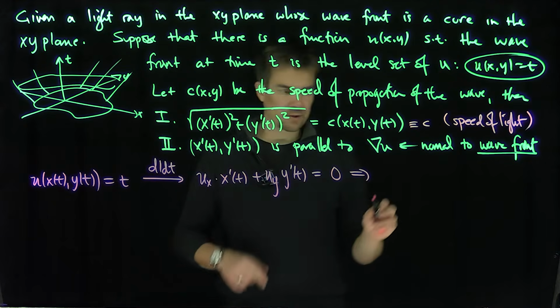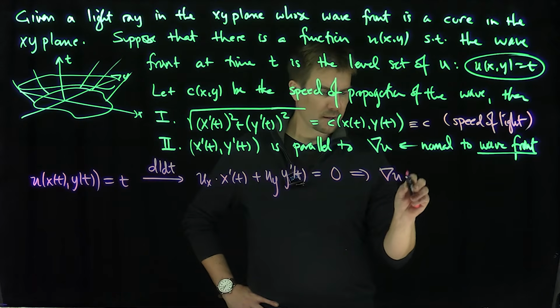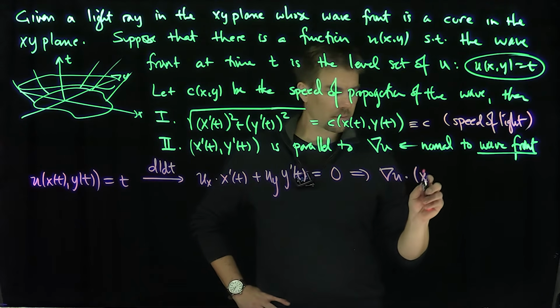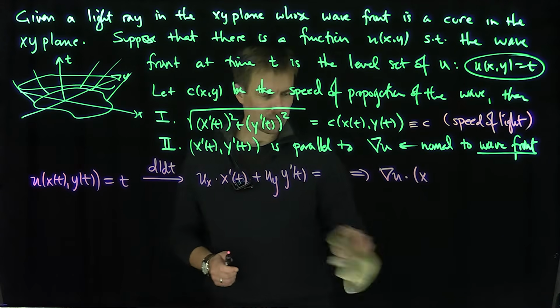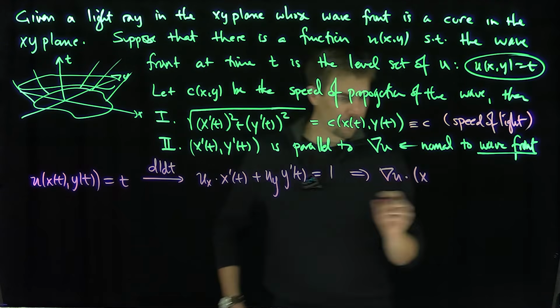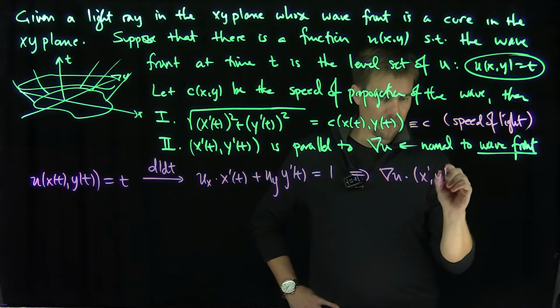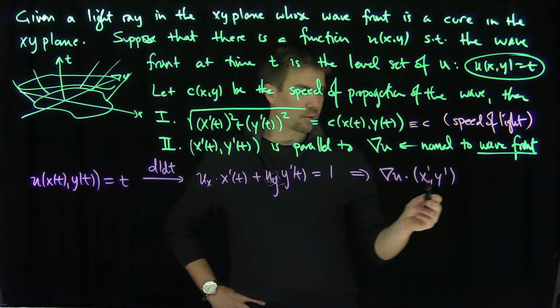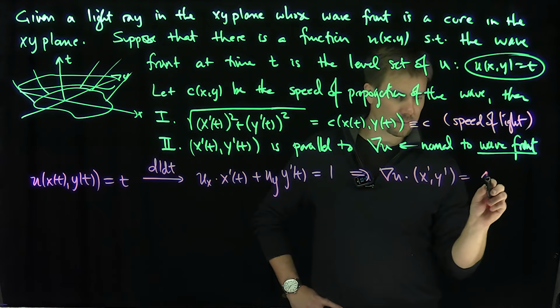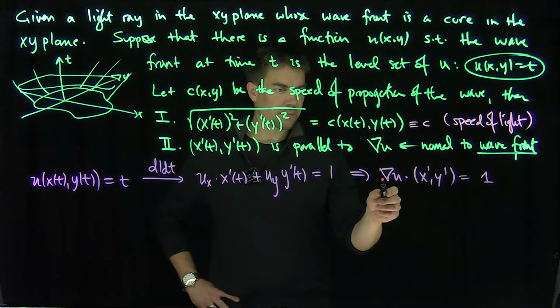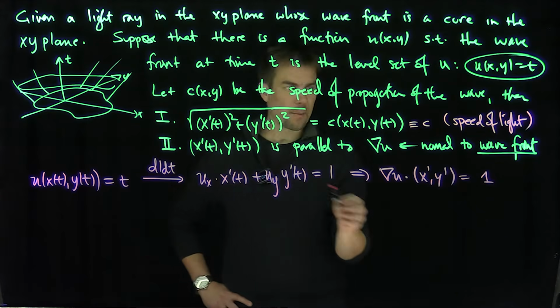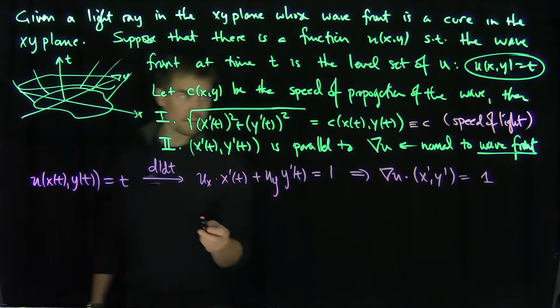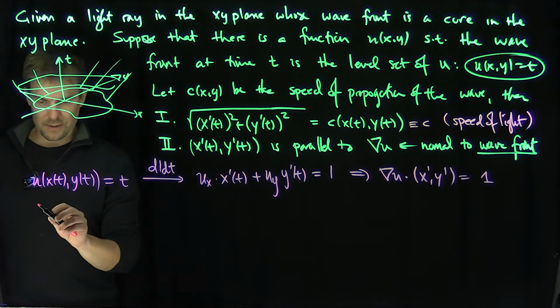So this is just the gradient of u dot x prime, y prime, not equal to 0, but equal to 1, I'm sorry. It has to be a 1 over here. But of course, this is proportional. So in other words, this is equal to 1. But what do we know? We know that this is proportional. There's some proportionality constant, and this is going to be an x prime, y prime over here. So this is just going to be gradient of u dot gradient of u. So in other words, we have that gradient.